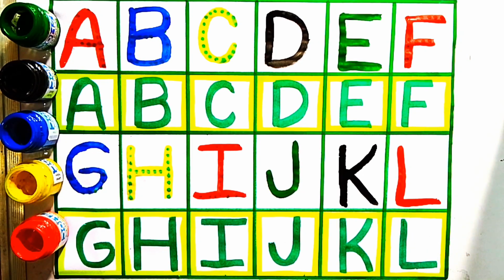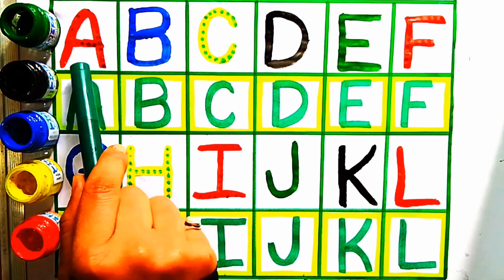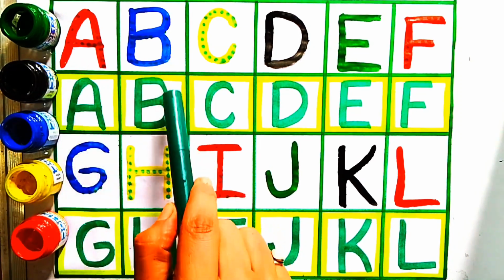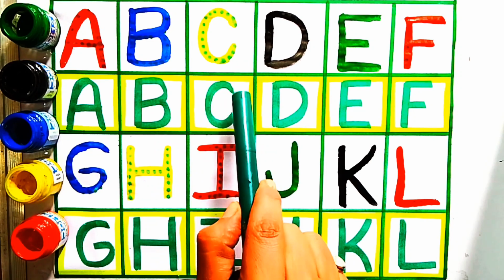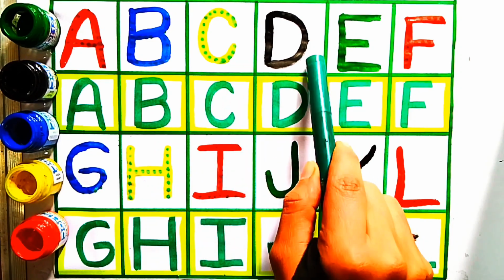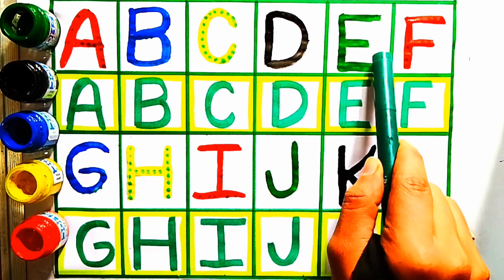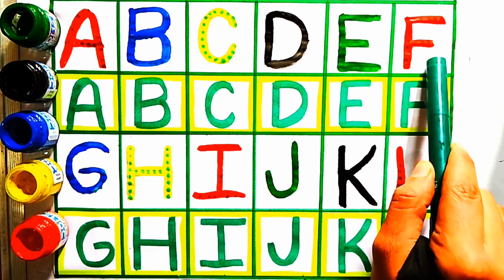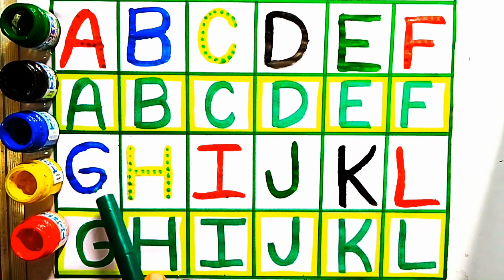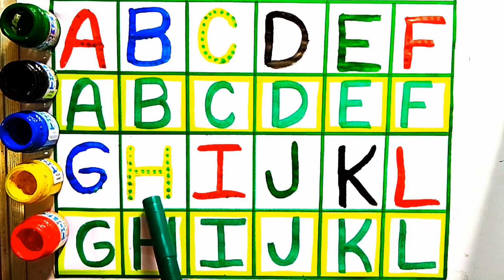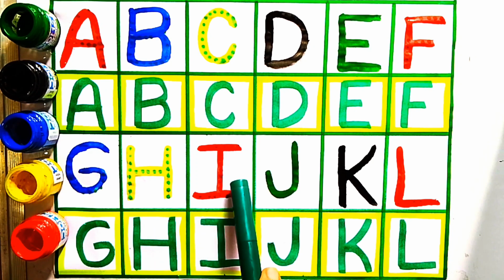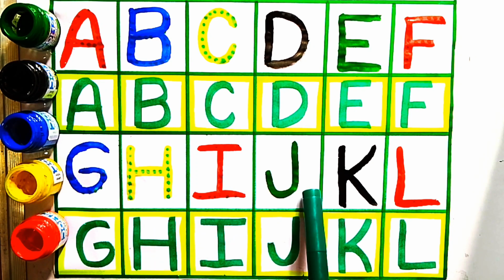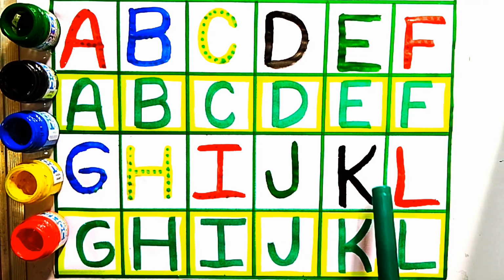Well done. Repeat again. A for apple. B for ball. C for candle. D for deer. E for eagle. F for frog. G for gentleman. H for horse. I for ice cream. J for joker. K for kite. L for lamp.